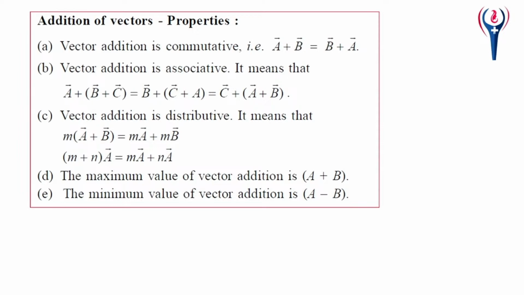Addition of vectors. Vector addition is commutative. That is, a plus b equal to b plus a. That is, by changing the arrangement as a plus b or b plus a, it will be same. Vector addition is associative. It means a plus b plus c, b plus c plus a or c plus a plus b, it will be same. Vector addition is distributive. That is, m into a plus b or ma plus mb, both are same. And maximum value of vector addition is a plus b. Minimum value of vector addition is a minus b.